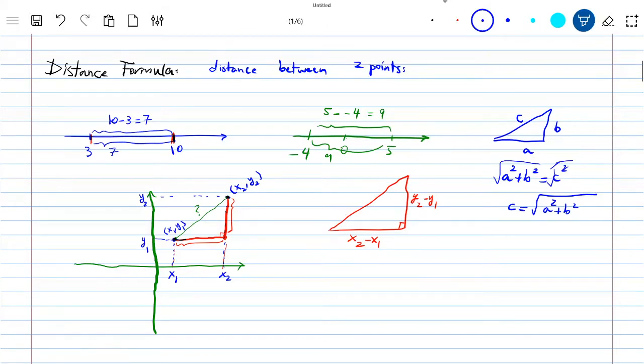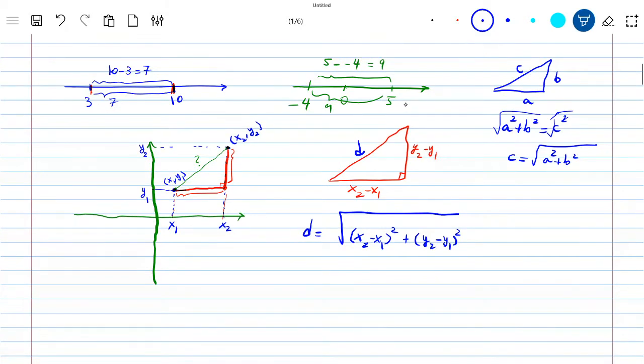So here, our hypotenuse, which I'm going to call d as the distance, the distance is the square root of each side squared, a squared plus b squared. So each side squared would be x2 minus x1 squared plus y2 minus y1 squared. And this is what we call the distance formula. Distance formula is just simply the Pythagorean identity, but instead of drawing the triangle, you're just given 2 points, and you can figure it out. Let's try an example.